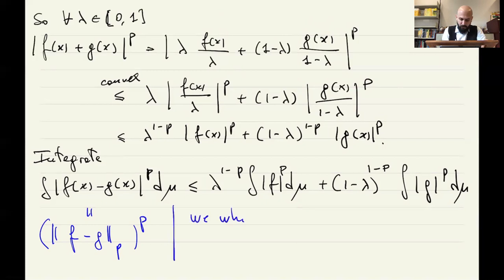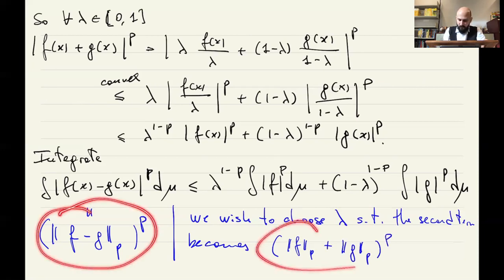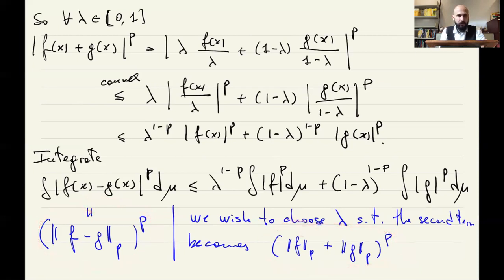So what we wish, right? So we wish to choose lambda so that the second term becomes the norm of f plus norm of g to the p, right? In this setting, we will have that this is less than this, and this is the Minkowski inequality when you take the p root. Okay, so this is what we want to do. We have to be smart in choosing lambda.